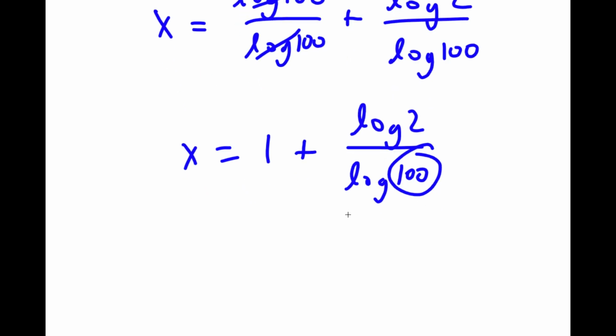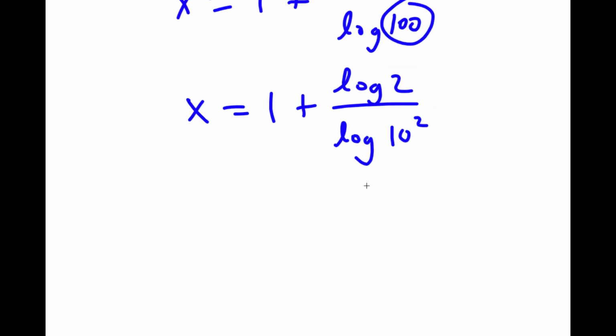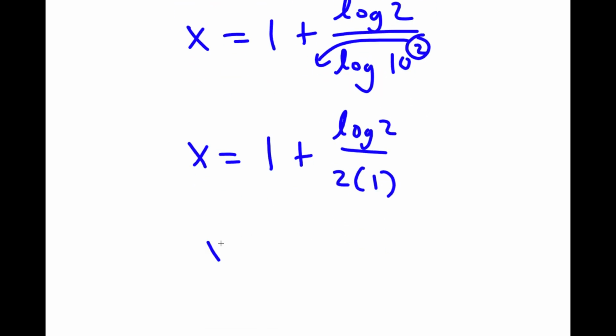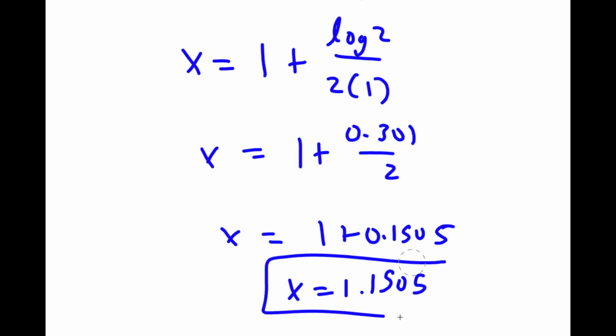Now, 100 here, this is the same thing as 10 squared. So now I have x is equal to 1 plus log 2 over log of 10 squared. And remember, if I have something in the form log a to the power of b, I can move this to the front. So now I have x is equal to 1 plus log 2 over 2 times log 10, and log 10 is simply 1. And log of 2, that's equal to 0.301 over 2, which is equal to 1 plus 0.1505, which is equal to 1.1505. So this is my answer.